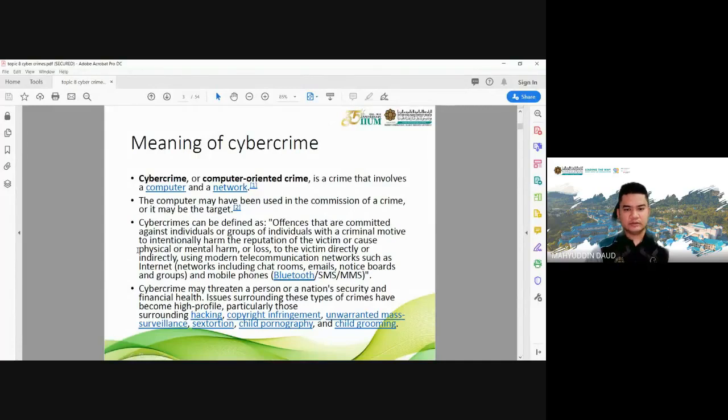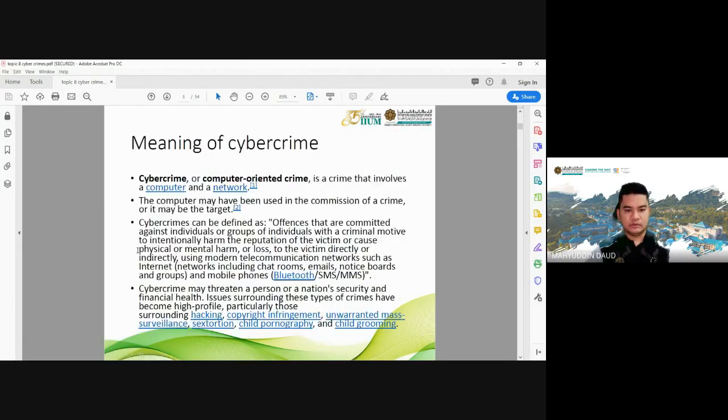Okay, the meaning of cybercrime. It is usually a crime that involves using a computer and a network, or a computer-oriented crime. The computer may have been used in the commission of the crime, or it can also be a target. Examples of cybercrimes are hacking, copyright infringement. By the way, copyright infringement is actually a criminal offense. Unwarranted mass surveillance, sextortion, child pornography, child grooming, and so on.